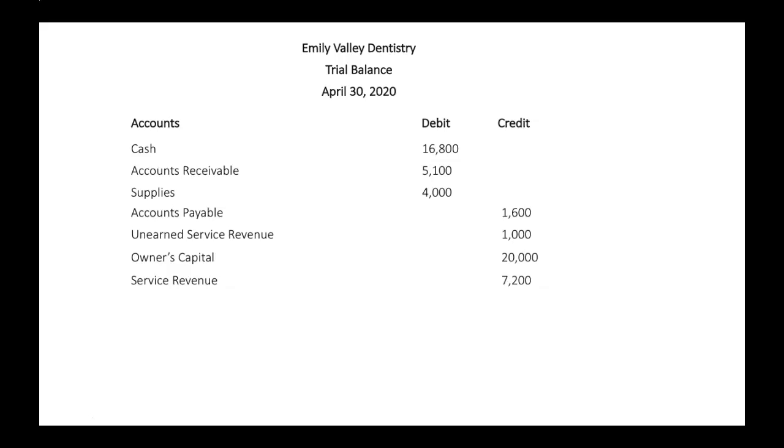After your revenues, we list out our expenses. We had two different expense accounts. We had our salaries expense with a debit balance of 2,800, and we had our rent expense with a debit balance of 1,100.